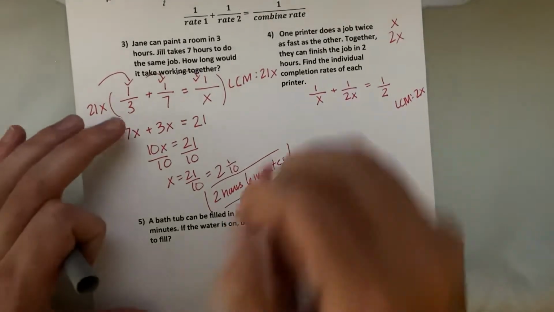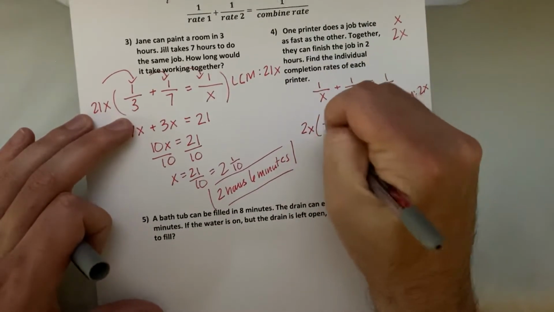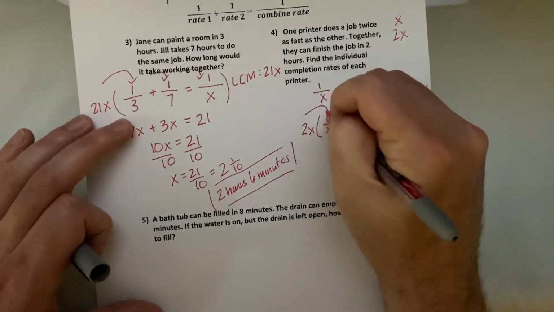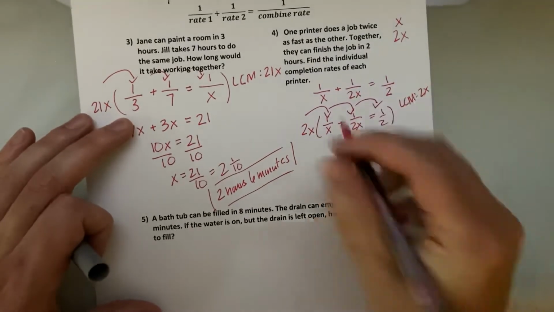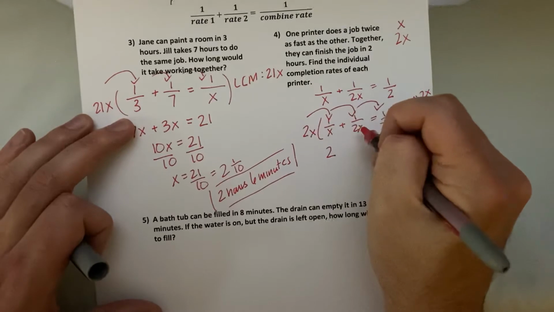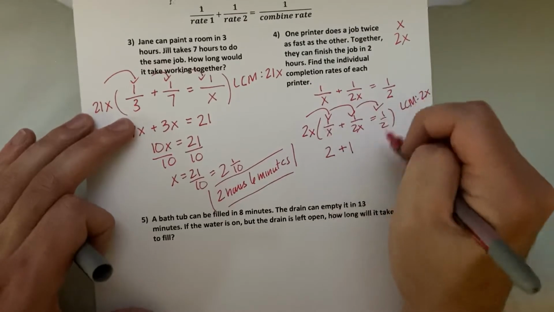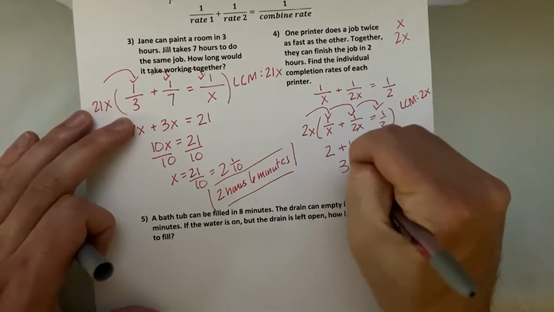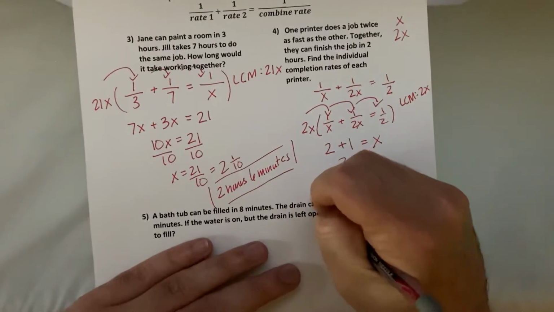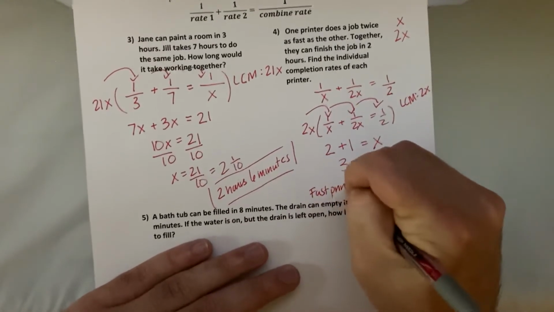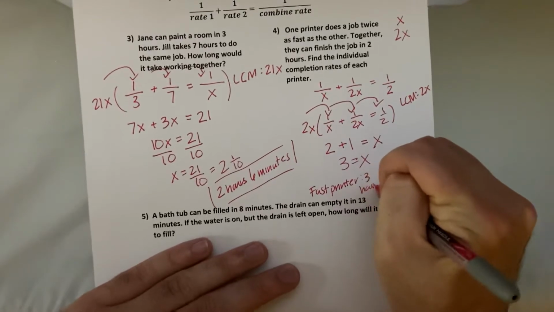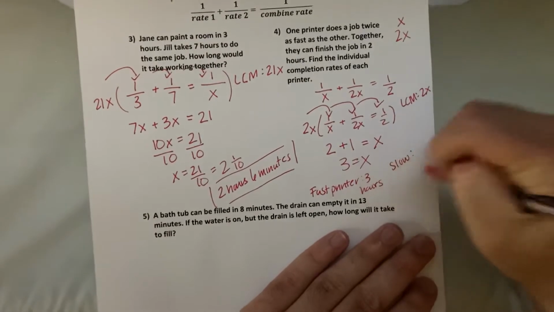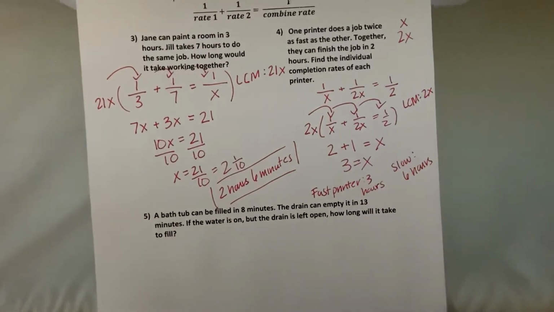That's all I have to multiply by. So we get 2x times 1 over x plus 1 over 2x equals 1/2, distributed to all of these. 2x divided by x is 2. 2x divided by 2x is 1. 2x divided by 2 is x. So 2 plus 1 equals x. That means 3 equals x. That means the fast printer takes 3 hours to do the job by itself. The slow printer takes twice as long, so that must be 6 hours.